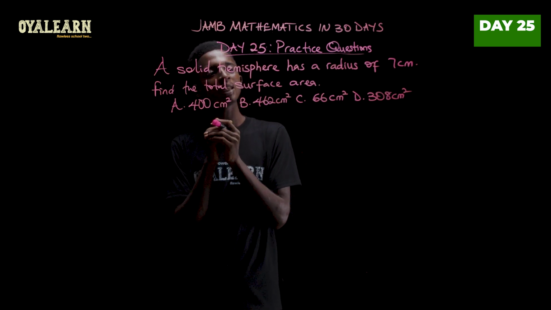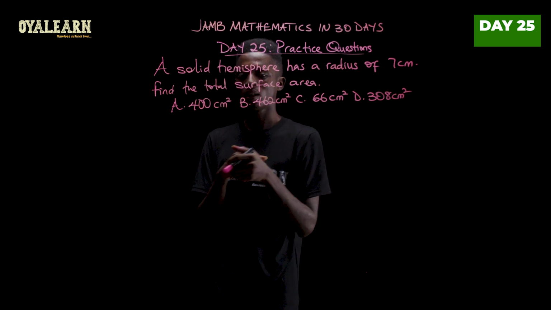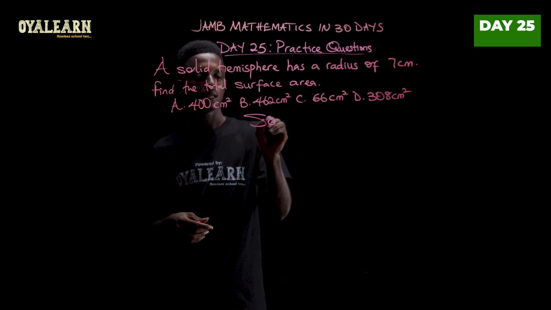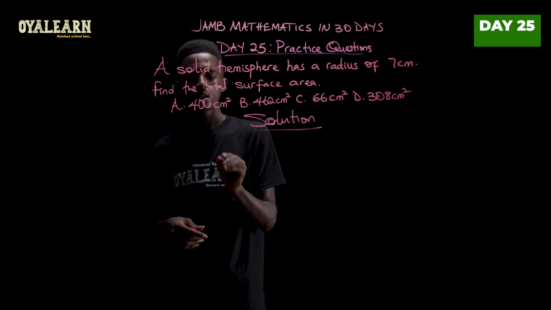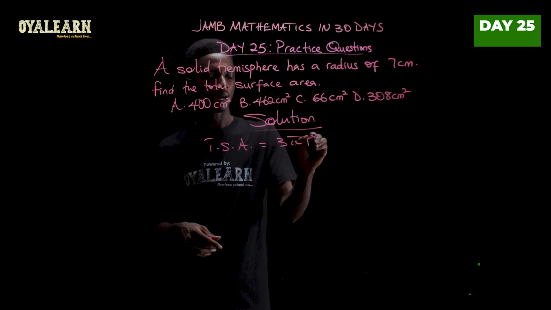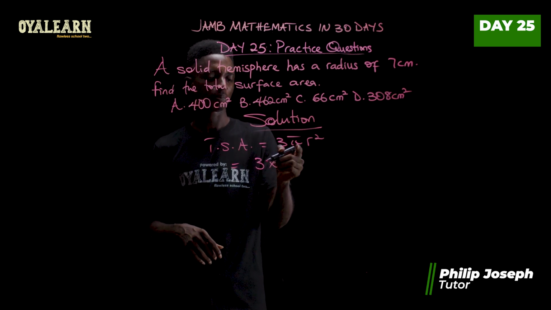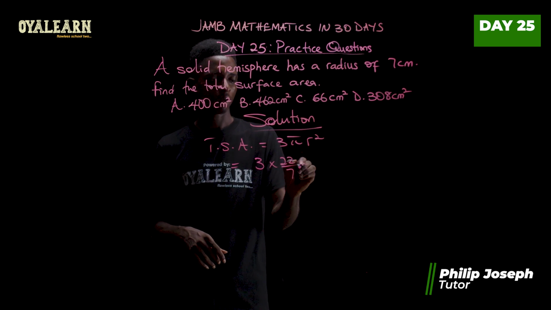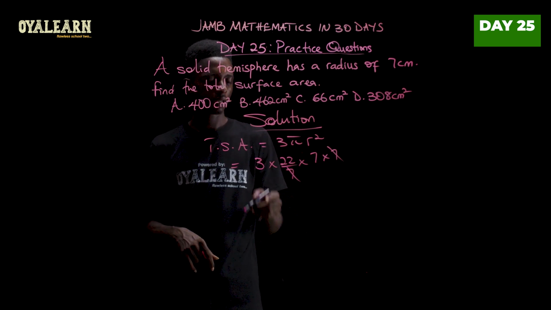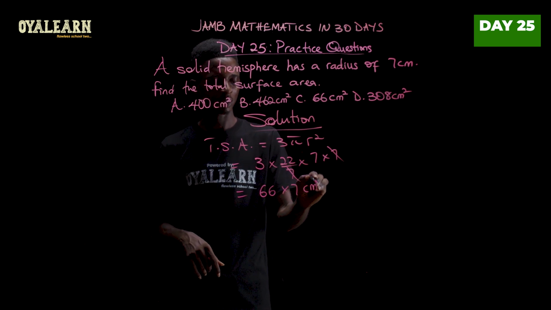This question says a solid hemisphere has a radius of 7 centimeters. Find the total surface area. Now, the total surface area of a hemisphere is given as 3 pi r squared. So, in our solution, we apply that: total surface area equals 3 pi r squared. This is for hemisphere. So, applying this, we would have 3 times pi is 22 over 7 multiplied by r squared, so that is 7 times 7. So 7 cancels 7. 3 times 22 will give us 66 times 7. This is in centimeters squared.